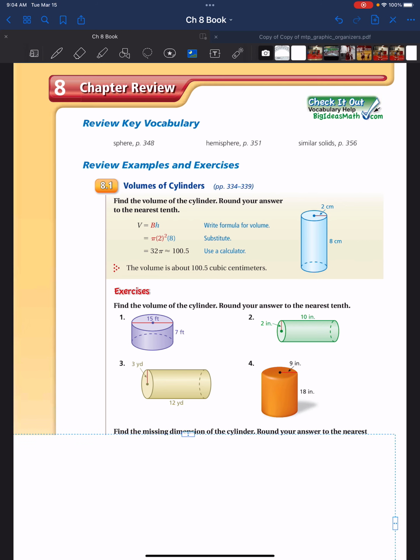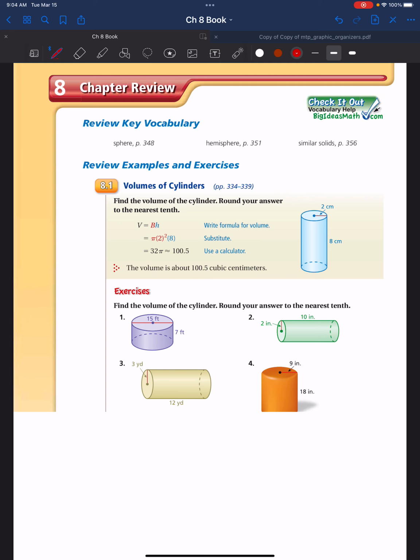8.1, volumes of cylinders. Let's go ahead and just do one of these problems. It says find the volume of the cylinder, round your answer to the nearest tenth. Let's do number 3. So grab a piece of paper. I'll find mine. At the top of your paper, you can write chapter 8 review and your name. Get out a calculator, because you're going to want to do this work with me so that it makes sense. And write number 3.